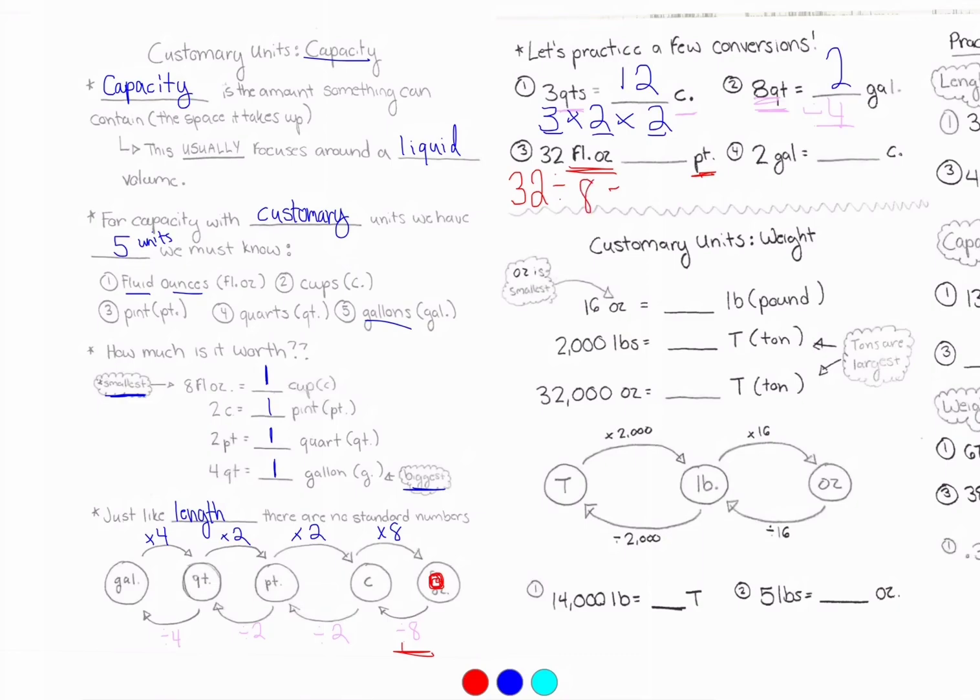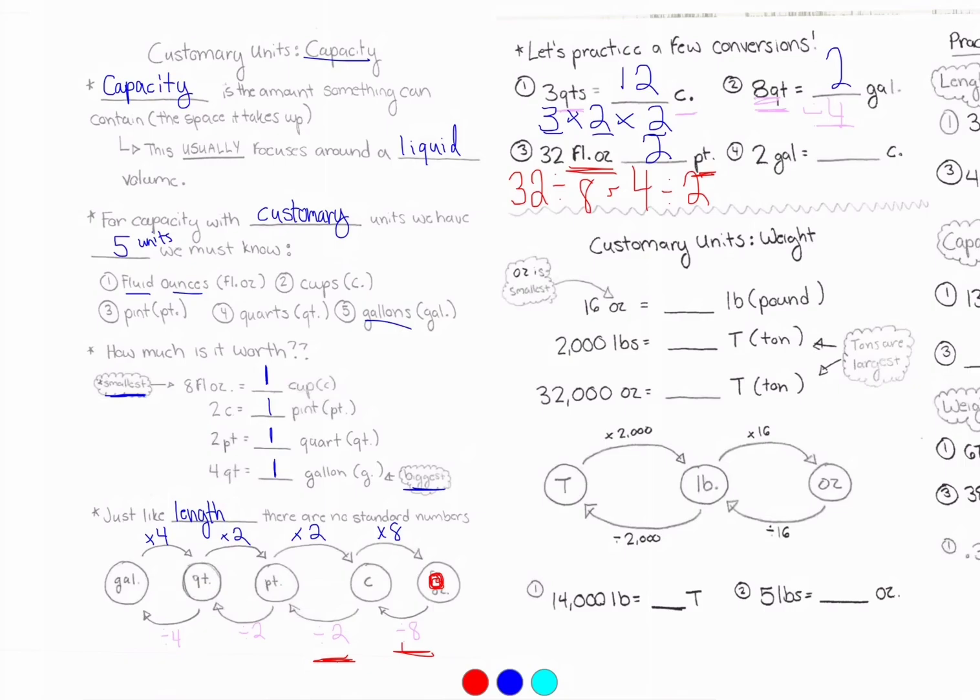Okay, what does that give me? That gives me 4. That means there is 4 cups in 32 fluid ounces, but I'm not trying to stop at cups. I'm trying to go to pints, so I need to go over here. So I need to divide that by 2. 4 divided by 2 is 2. So there is 2 pints in 32 ounces.